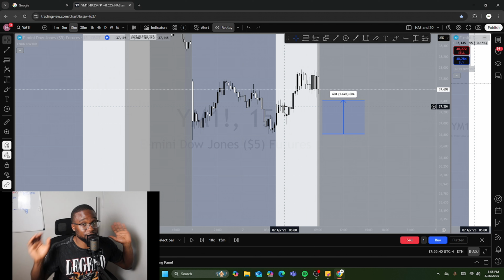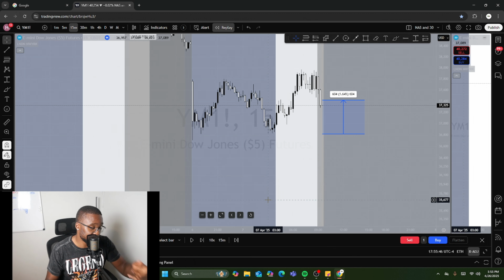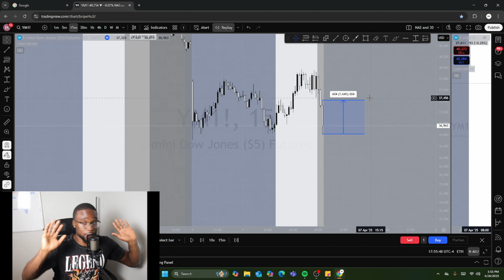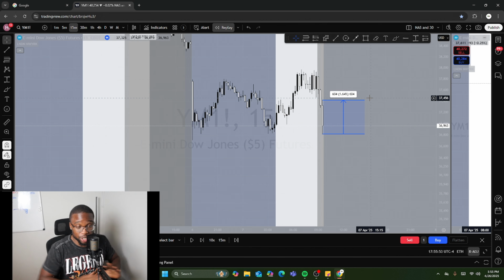This one is gonna be clean. Trust me, I didn't do anything. We haven't seen what's gonna happen next. This is the 930 candle that's happening right now. Boom. We see it. This is the 930 candle. We don't know what's gonna happen next. We don't need to do anything else.